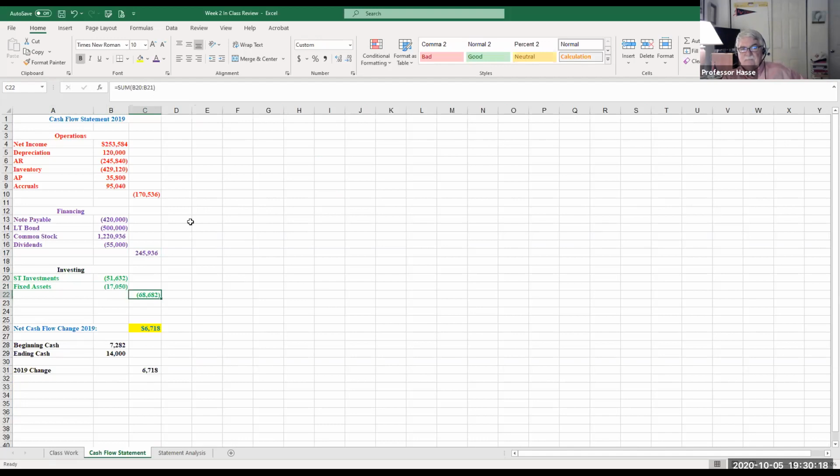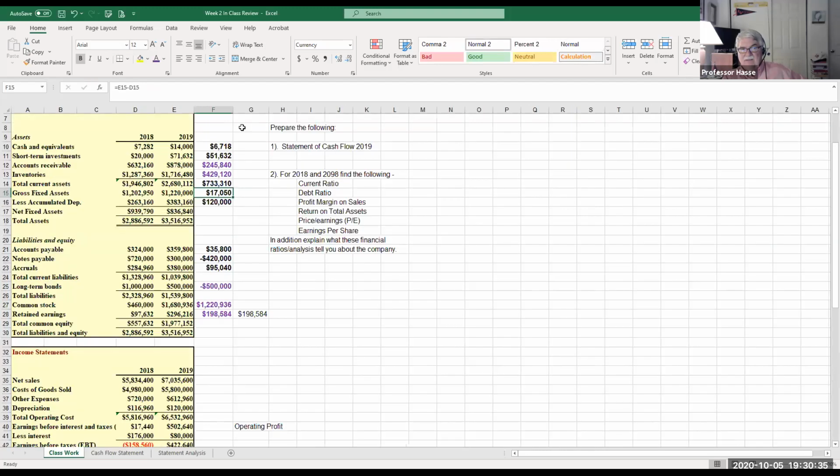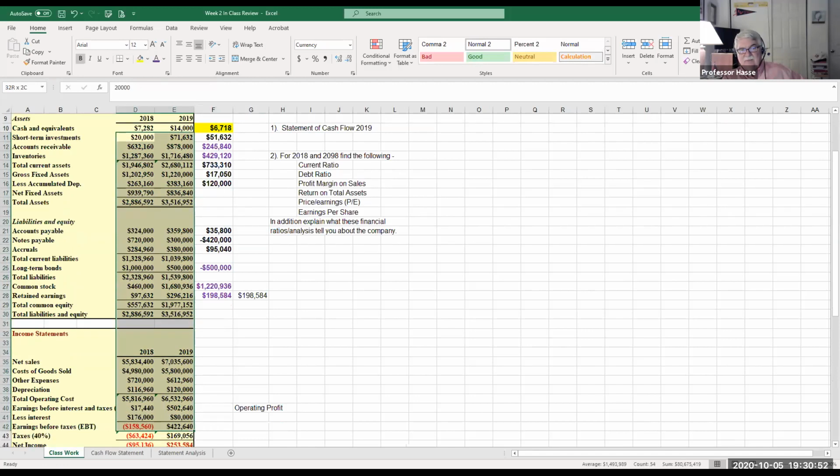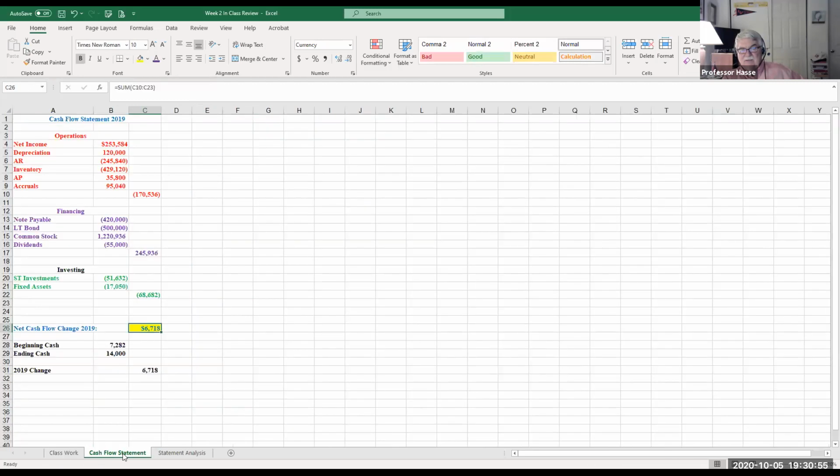So, operating cash flow, negative. Financing cash flow, positive. Investing cash flow, negative. The combination: $6,718. And golly, there it is right there. Cash changed by $6,718. So the net effect of all the activity in all these accounts and statements is $6,718. And that's where the cash went.